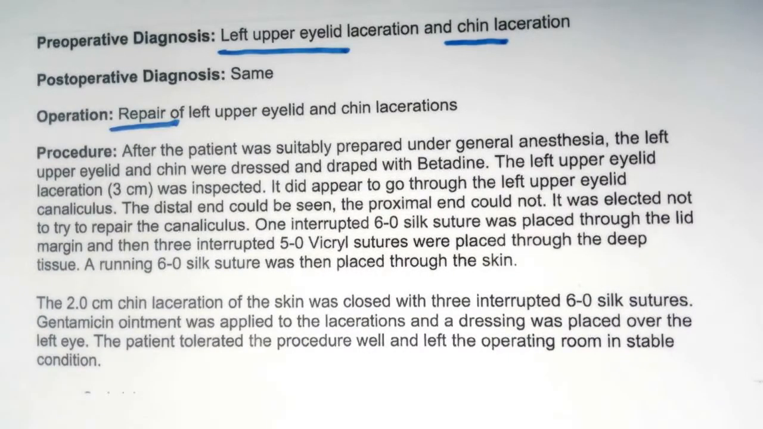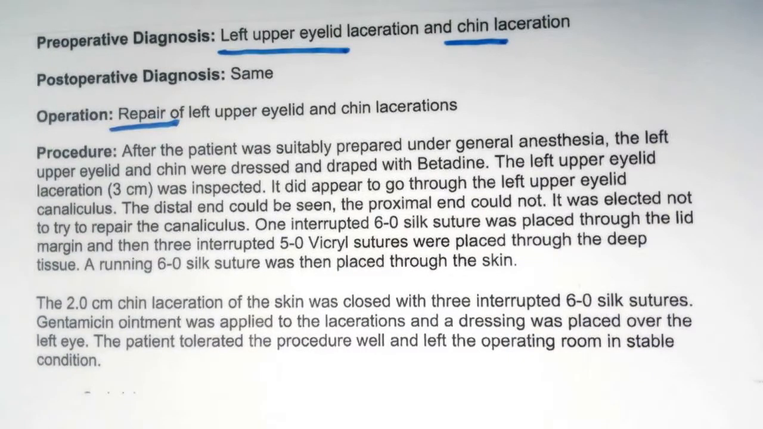As usual, the patient was prepped and draped in the sterile fashion. Anesthesia was administered. So the left upper eyelid laceration, 3 centimeters, was inspected. It did appear to go through the left upper eyelid canaliculus. The distal end could be seen, the proximal end could not. It was elected not to try to repair the canaliculus.